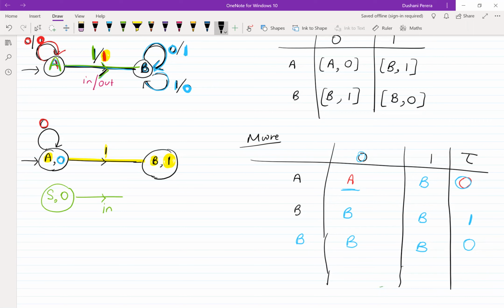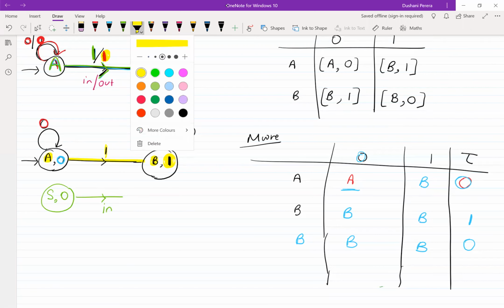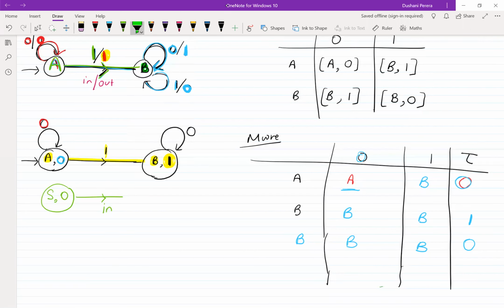A is done. Now come to B. When you see a 0 at B, you come to itself. And what do you print? You print 1. So when you're at B and you see a 0, you come back to itself. What do you print? This 1. Yeah, so you print this 1.